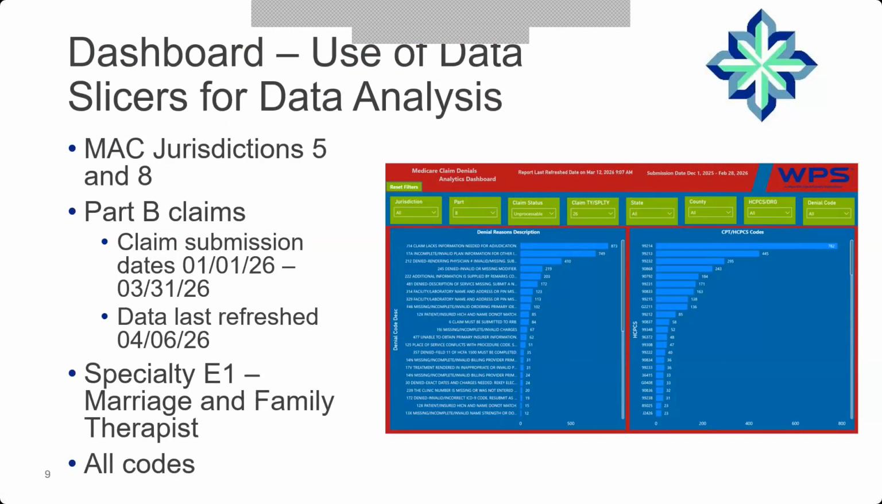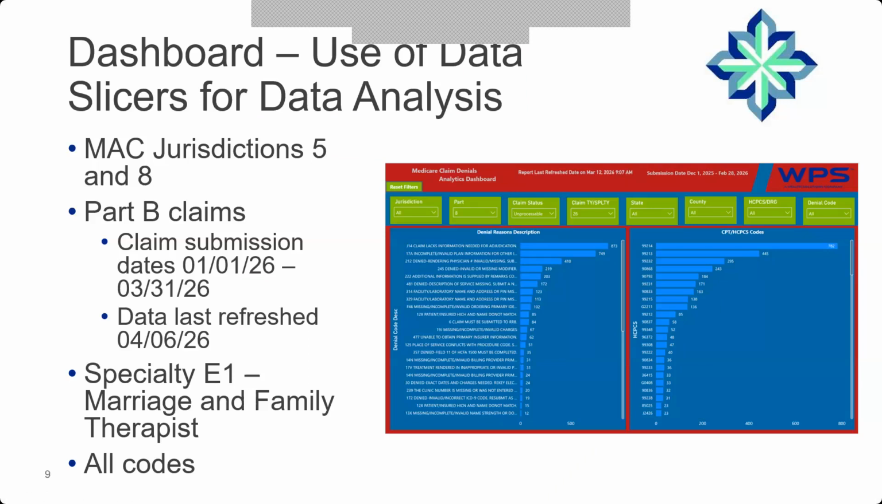So for this webinar today, I used all of the Part B claims that were submitted January 1 of 2026 through March 31. The data was last refreshed by our Insight data team on April 6th. So this is fairly recent claims data. I looked at both jurisdiction 5 and jurisdiction 8. And this webinar today is designed only for marriage and family therapist rejections and denials. And I wanted to see all of the codes that were subject to these rejections and denials.